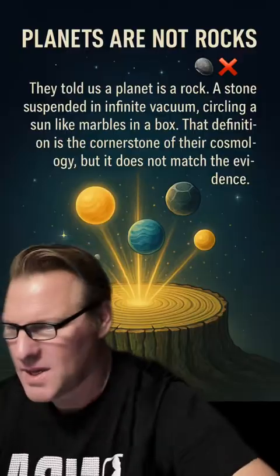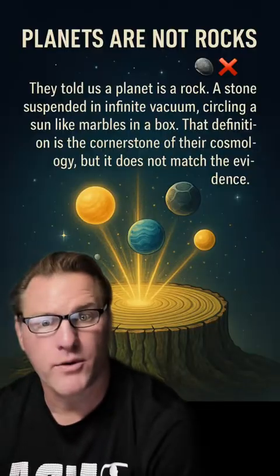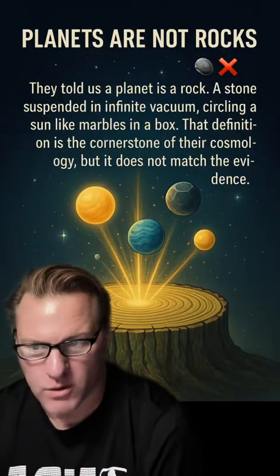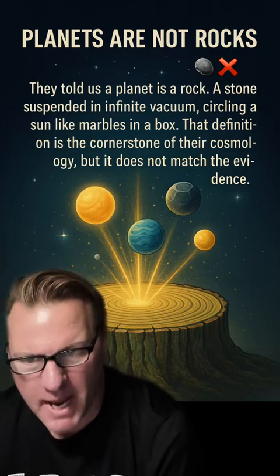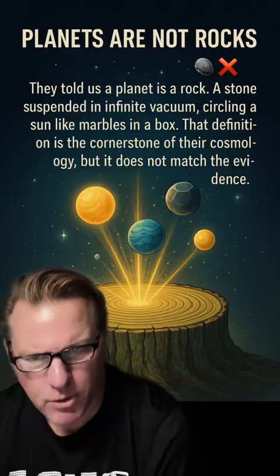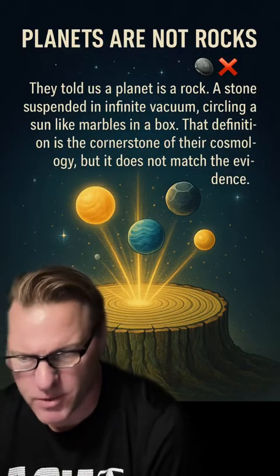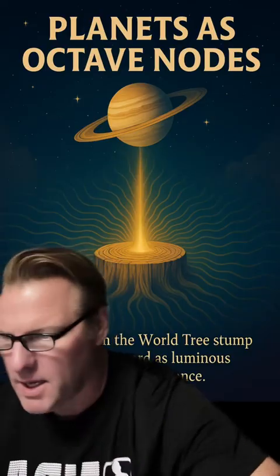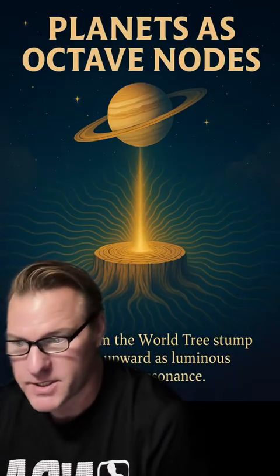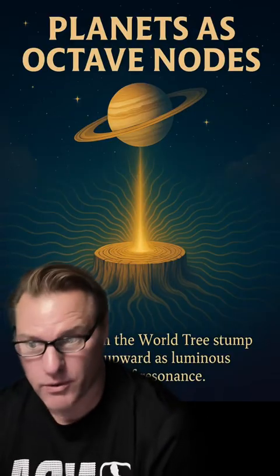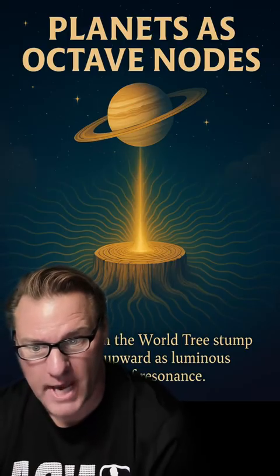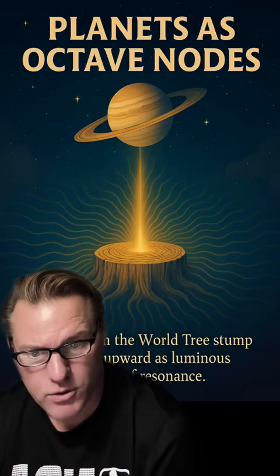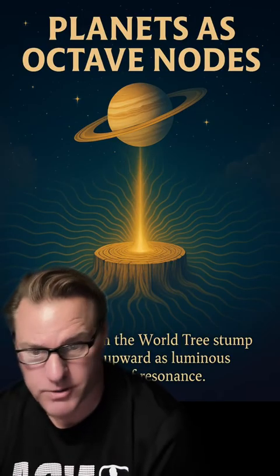Then came the breakthrough about the planets. In the Old Greek, planet meant wanderer. They never meant worlds like Earth. They meant moving lights, and their motions match harmonic ratios. Kepler's music of the spheres wasn't poetry, it was math. Here's how it works. The stump has rings like grooves on a record. Energy running through those grooves projects upward as luminous nodes. Those nodes are what we see as wandering stars.